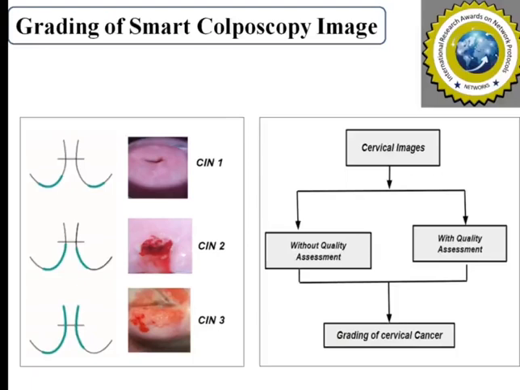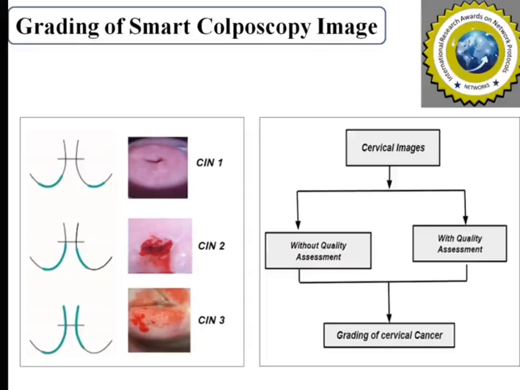Grading of smart colposcopic images. There are three types of grading: CIN1, CIN2 and CIN3, which mean the first stage of cancer, second stage, and third stage. This is the way the cancer will spread. In the initial stage it will be in the lower region, in the second stage it moves a little upward, and in the third stage it moves to the vagina. So these are the three stages of cancer. Misleading classification also leads to severe issues.